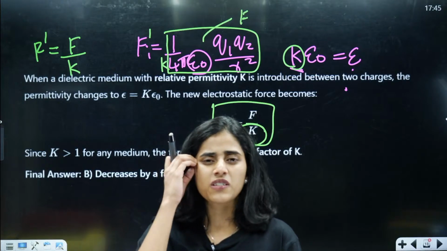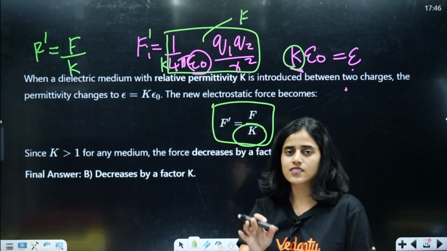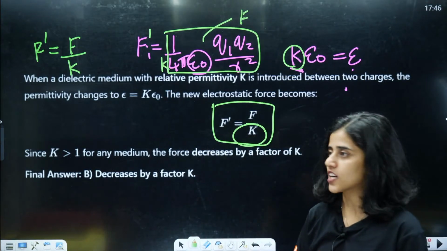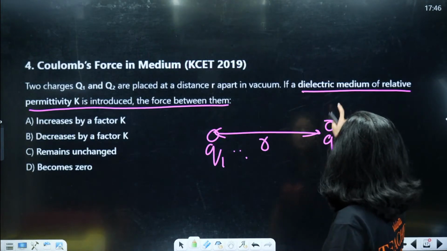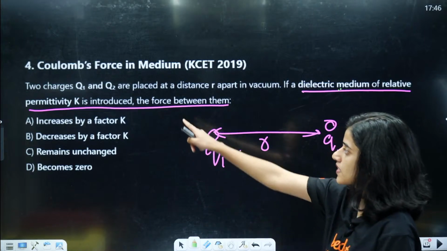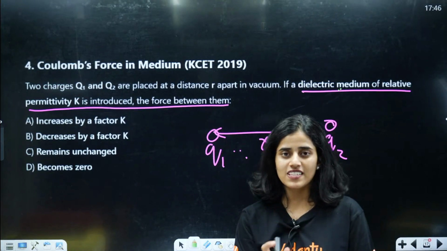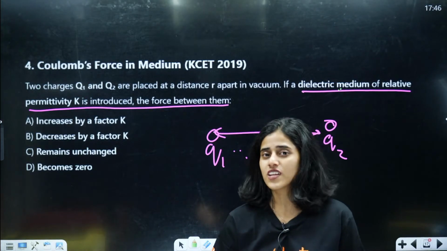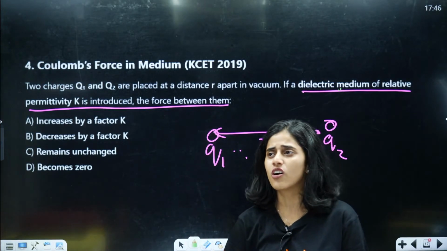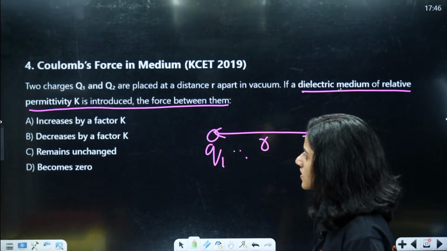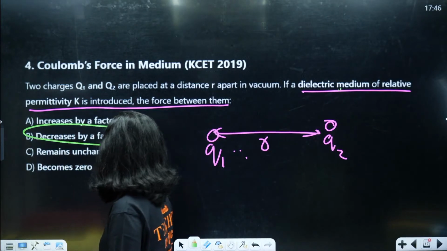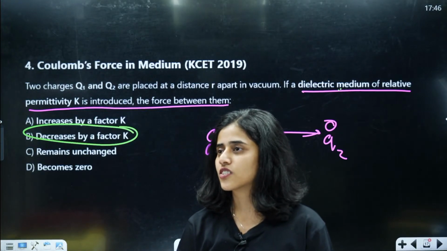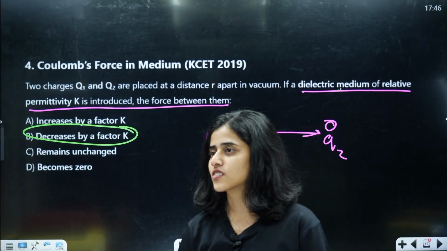Yes, vacuum and permittivity of free space are the same, so you don't need K, but here you need the extra dielectric. Since it's a dielectric medium, you need the extra permittivity term, which is K. So if the question says in vacuum or in free space, you can just use the direct Coulomb's law formula. So the option is B, decreases by a factor of K. Yes, Varsha, good. Akash, yes, good.